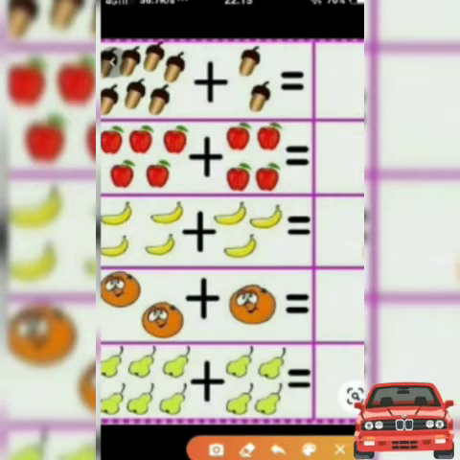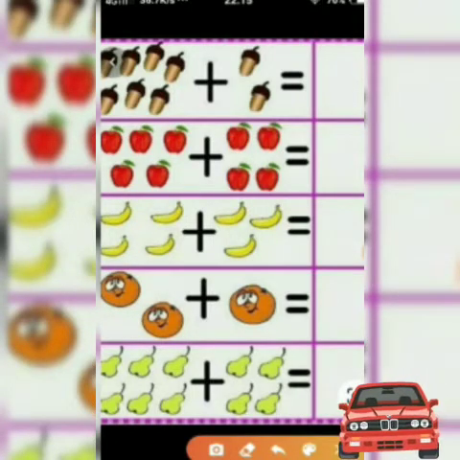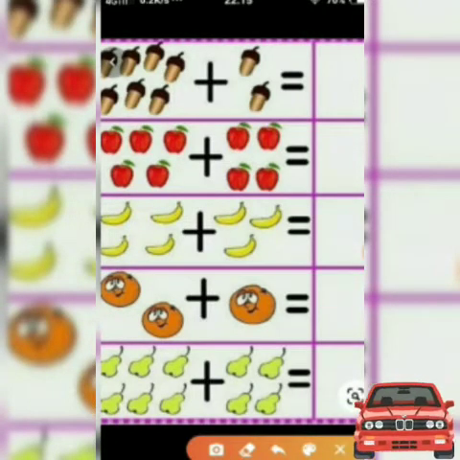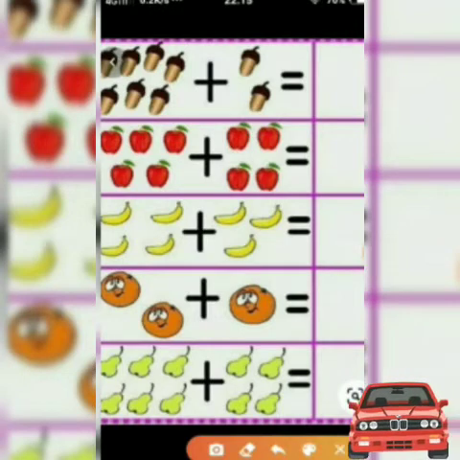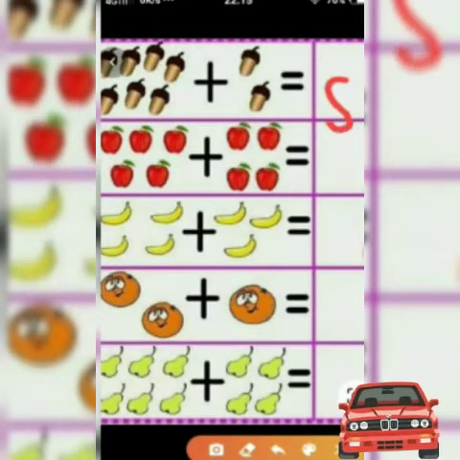One, two, three, four, five, six, seven, plus 1, 2. So 6 plus 2 equal 8.